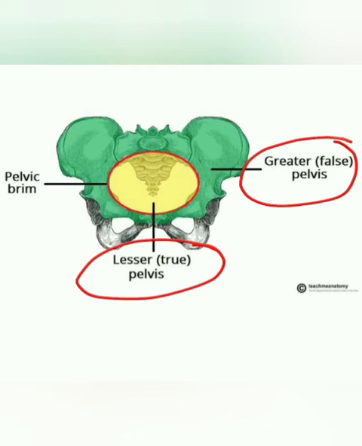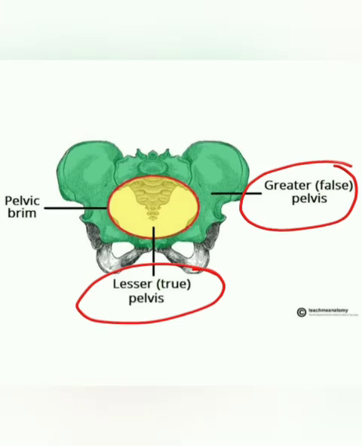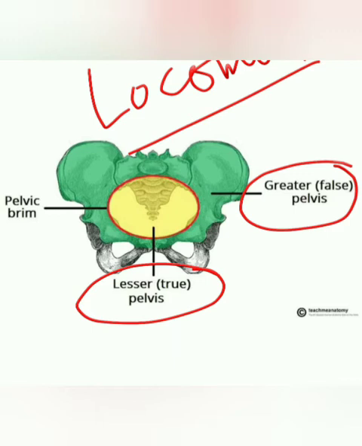Now what is its function? Pelvis provides support for various muscles and ligaments during locomotion. Next, they also provide support to the abdominal viscera, means the organs present in abdomen, and they also transfer weight from the upper axial skeleton to the lower appendicular components of the skeleton.